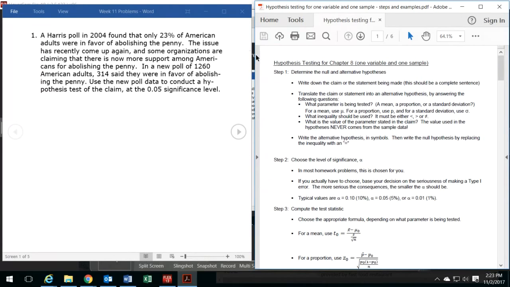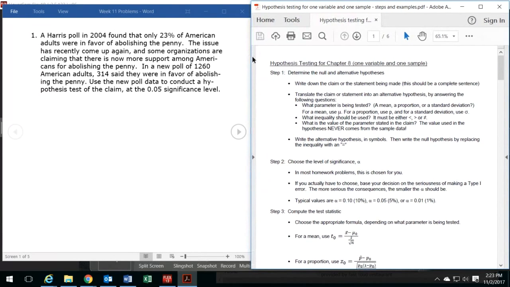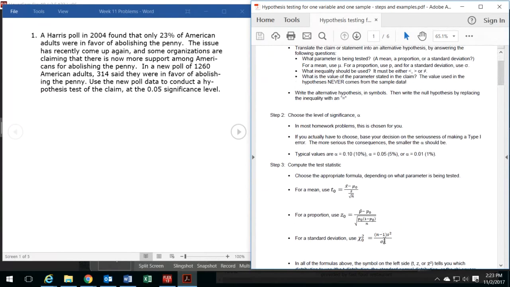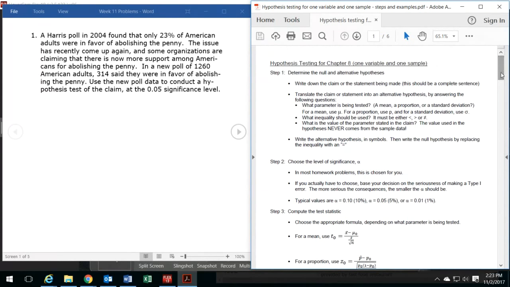Over on this side, I pulled up the document that has all the steps for the hypothesis test. And I did put this in your notes for this week. It's actually in the notes on the PowerPoint, but this file has it all together. And this will be good for next week too, because it also talks about means and standard deviations, whereas this week we're just talking about proportions.